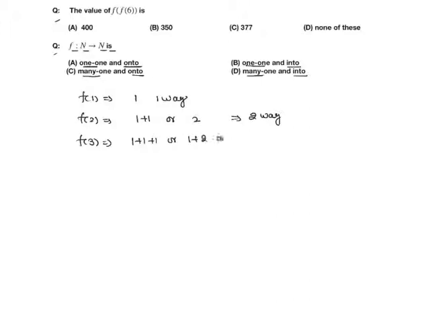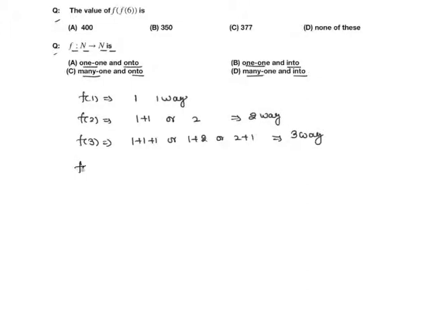Next problem is f(n) is, first option is one by one and on 2, second is one by one and into, third is many 1 and on 2, and fourth is many 1 and into. So for solving this one, we have to find out f(1). So f(1) is 1, that is one way. Similarly f(2): we can write 1 plus 1 or 2, that is two ways. Similarly f(3): 1 plus 1 plus 1 or 1 plus 2 or 2 plus 1, that is three ways.